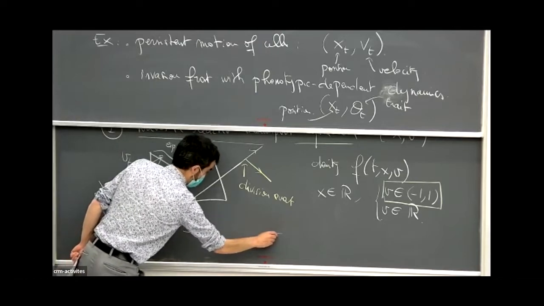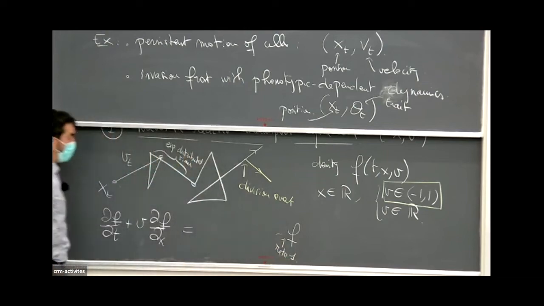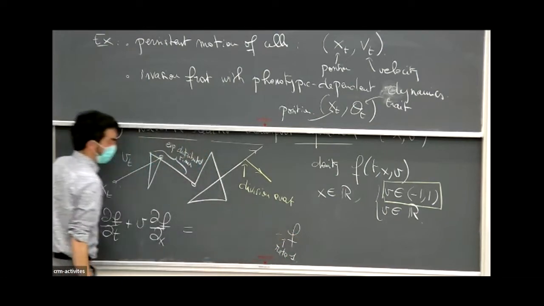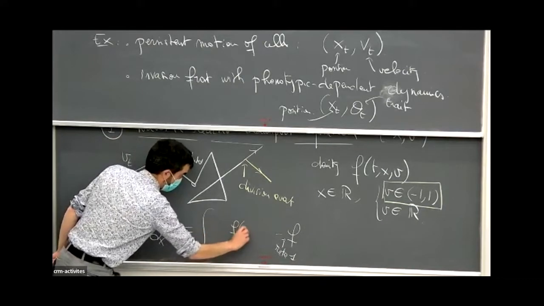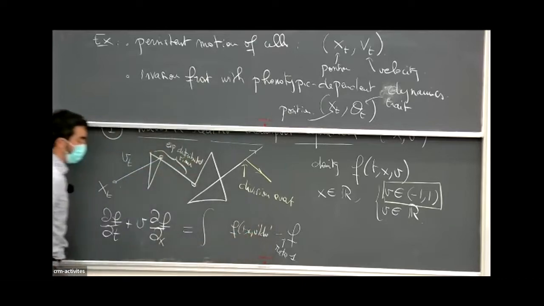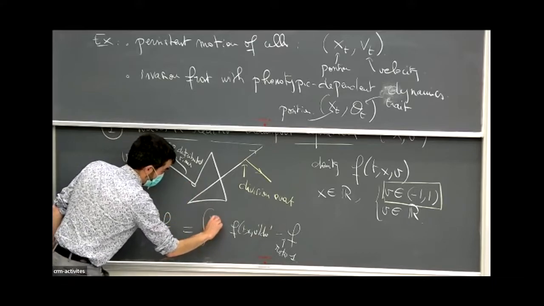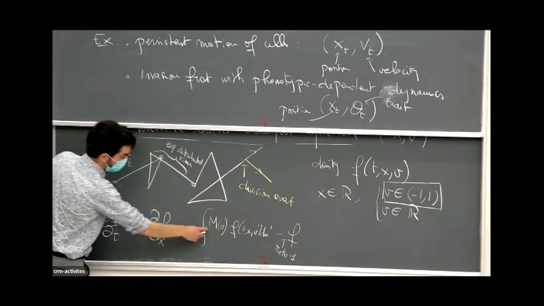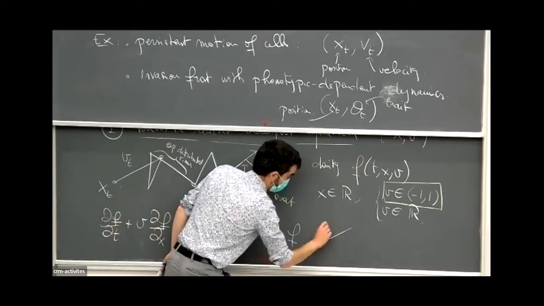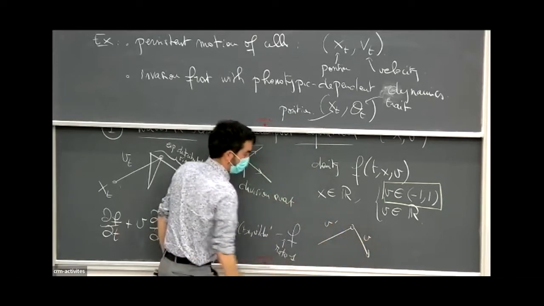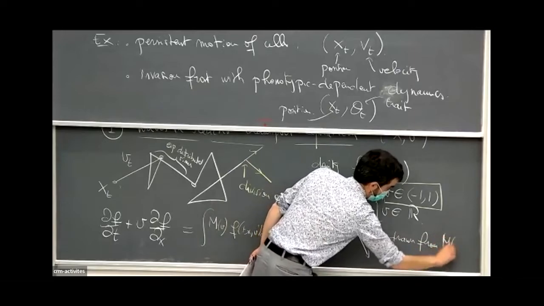And at some random time with rate 1, let's say, you have a change of velocity, so you have this minus f, and the gain term is the integral of f of t, x and v prime, the velocity before the change. And then I will assume that the new velocity is taken at random with some given distribution m of v, which will be independent of the velocity before the change. So if I look at one change, I have v prime, the velocity before, and v after the change. And this v is drawn from the probability distribution m of v.